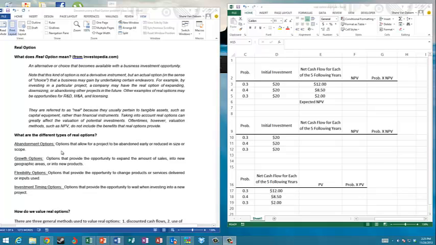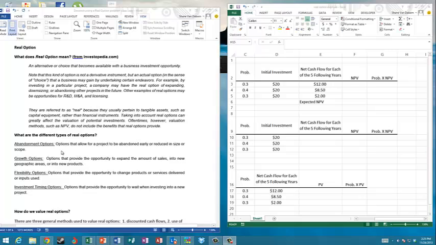And then finally, an investment timing option is an option that provides the opportunity to wait until maybe a better time or some uncertainty is resolved, so companies can wait to invest in a project. An example of this would be companies or industries that have a lot of patents and barriers to entry. So if I'm considering investing in a new technology, I might want to wait a year or two just to see what happens in the marketplace to see if it would be a good idea.